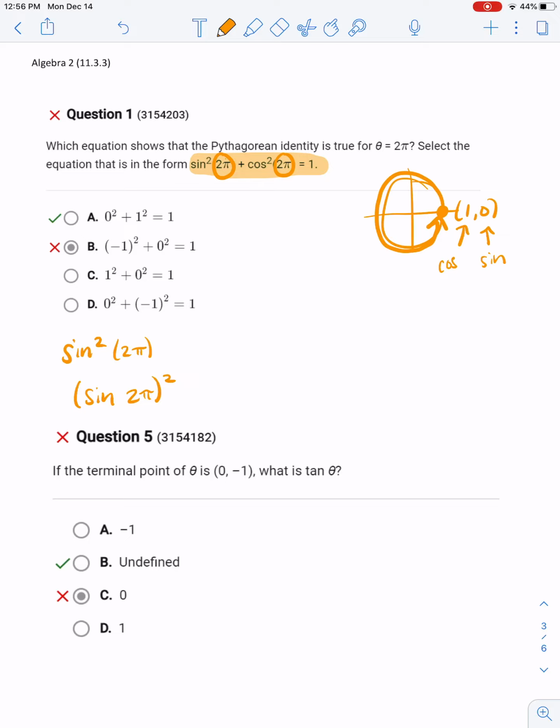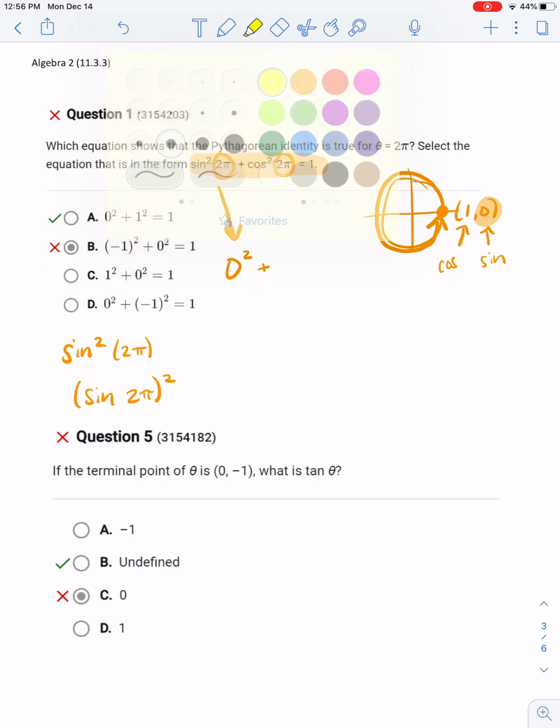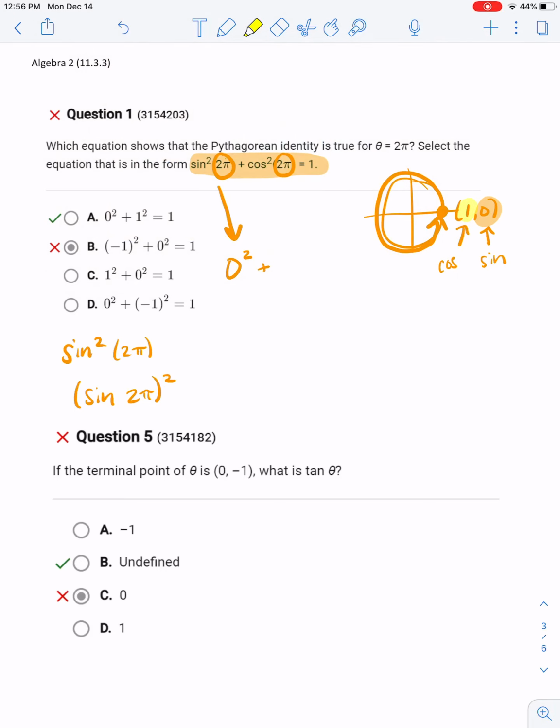So we just found the sine of 2 pi is right here, it's 0. So I'm going to replace this, the sine of 2 pi is 0, squared, plus the cosine of 2 pi we just found was the x value. So the cosine of 2 pi right here is our x value, that's going to be 1. So I'm going to plug in 1 here, 1 squared equals 1.